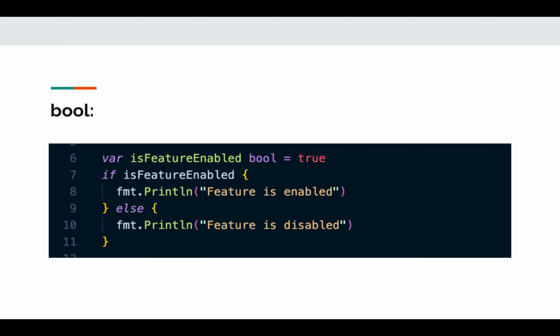Then, it checks the value of isFeatureEnabled using an if statement. If the value is true, it prints feature is enabled. If the value is false, it prints feature is disabled.